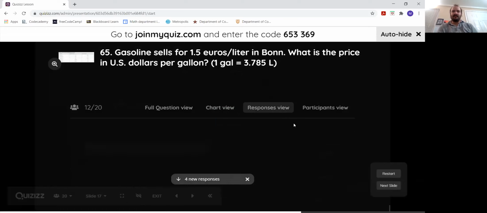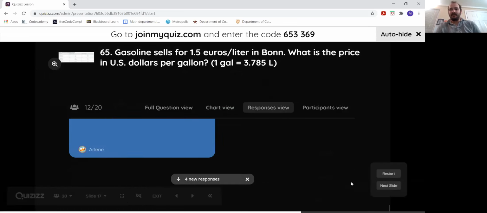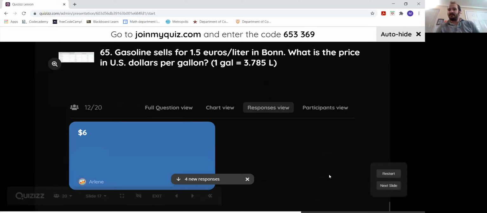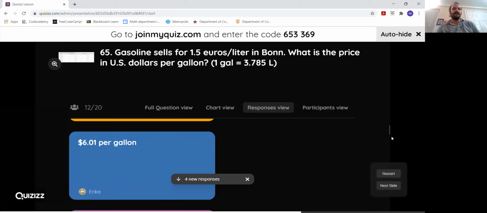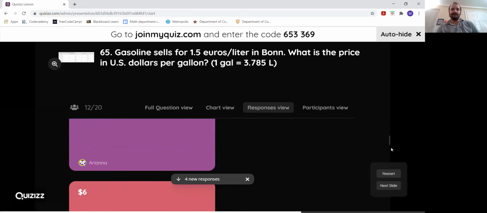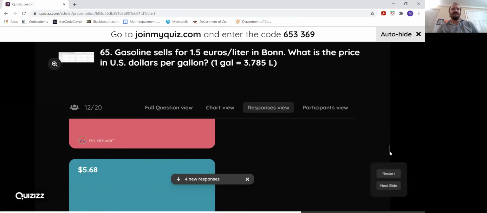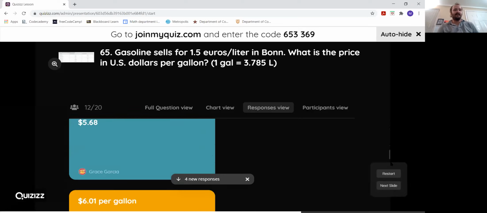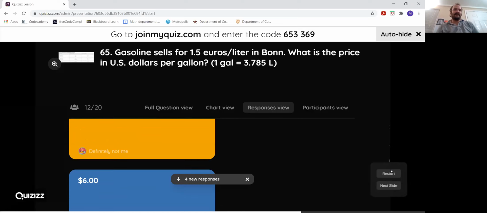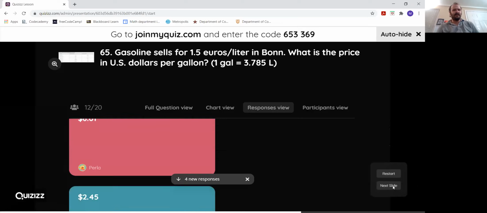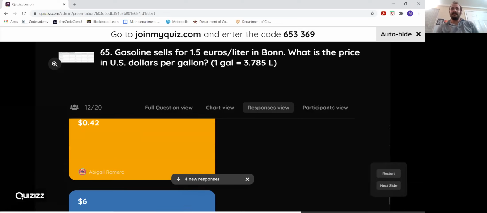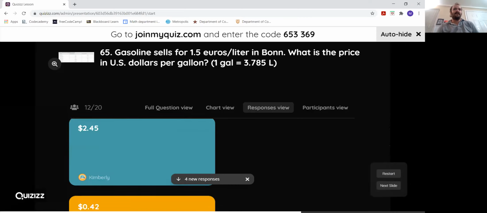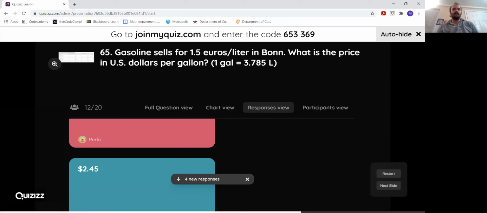All right, so it should be 6.01 per gallon. So what are we saying, people that did answer? 6, okay, close enough. 6.01 per gallon. 5.68. It looks like you maybe went the other way when you were doing your money conversion. So it looks like you maybe flipped a money conversion. 6.01. It looks like a lot of them are getting 6.01. 2.45. Looks like you flipped maybe both of your conversions, or maybe one and not the other. I think that's what it is. You flipped the gallons, but not the other one.